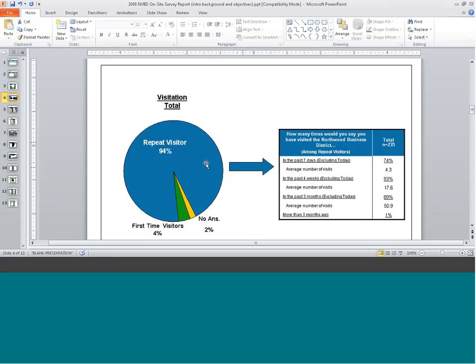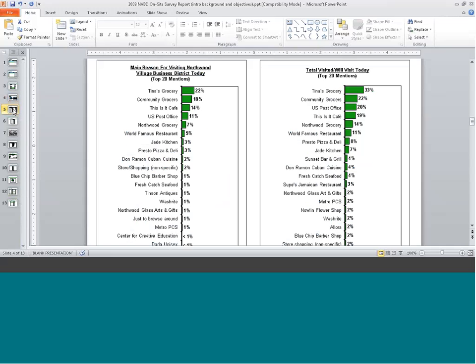So if you're a repeat visitor, then you go to this chart and you can see how the repeat visitors were responding. Okay, so that's how you can put two ideas together. Now here's another way you might want to look at things.